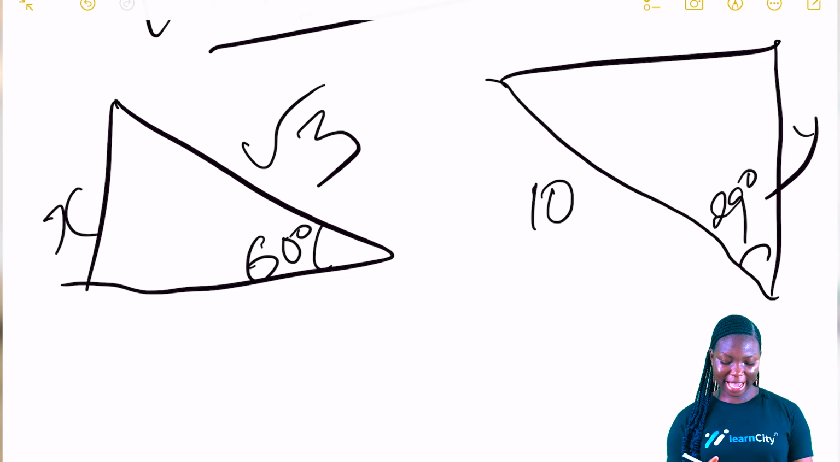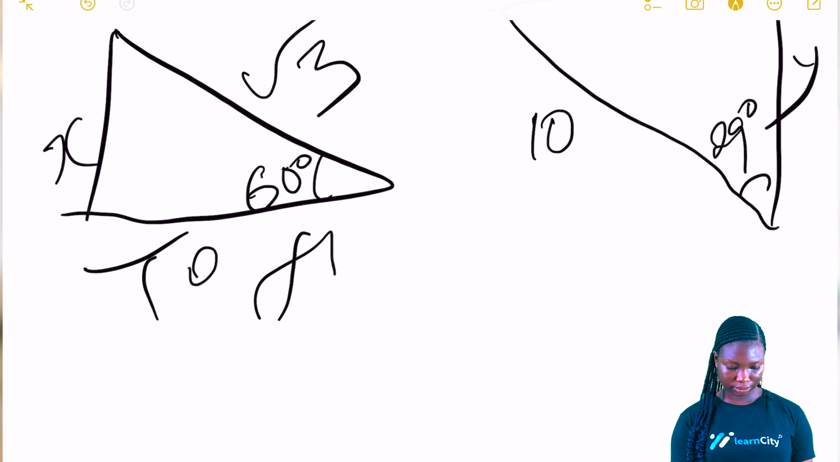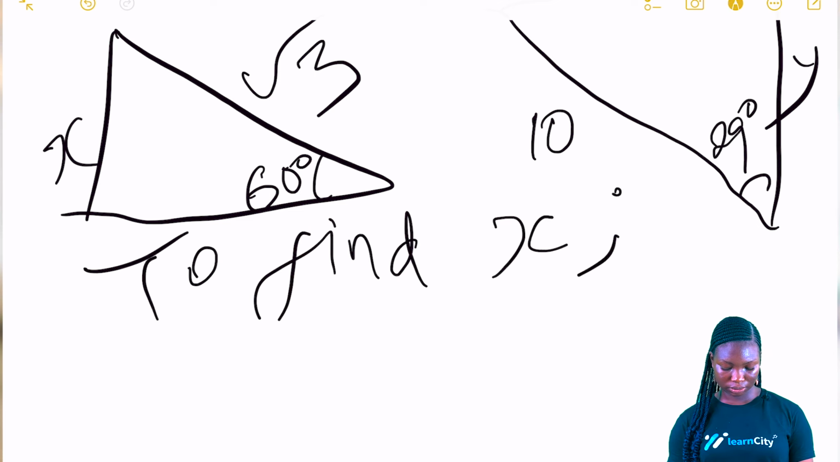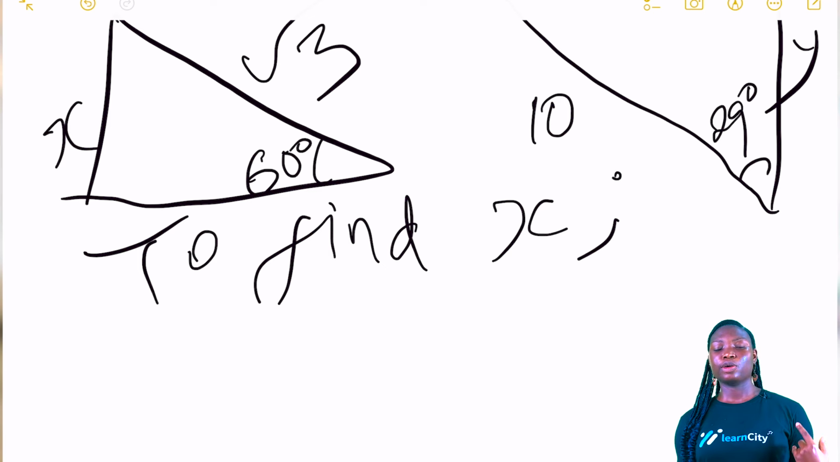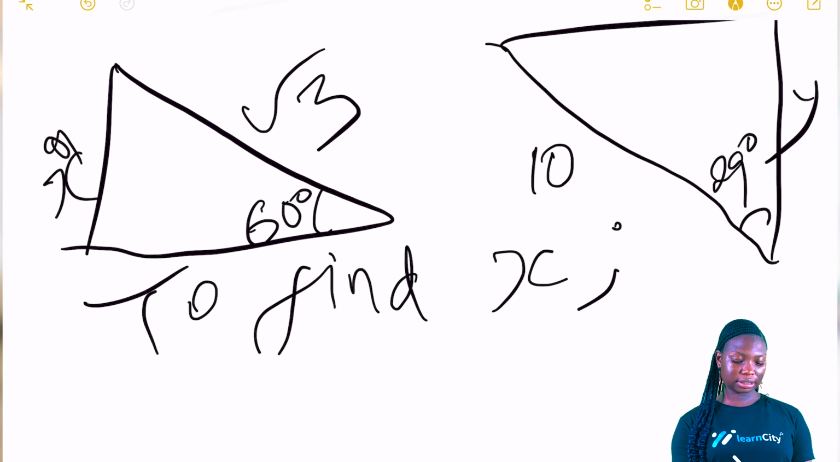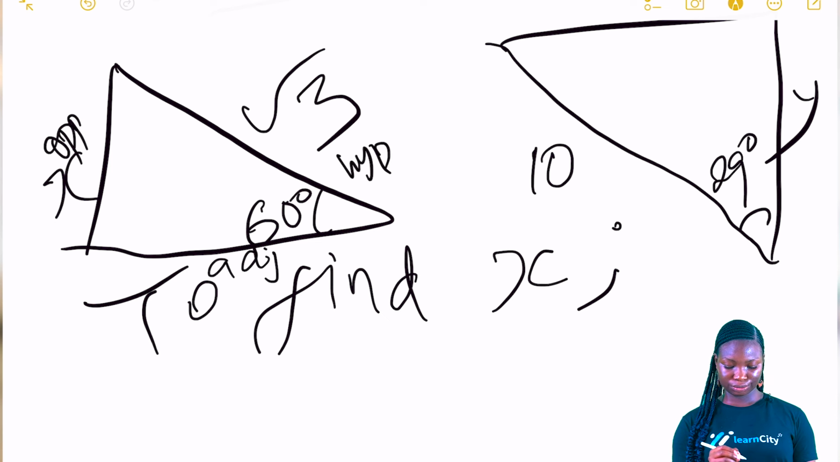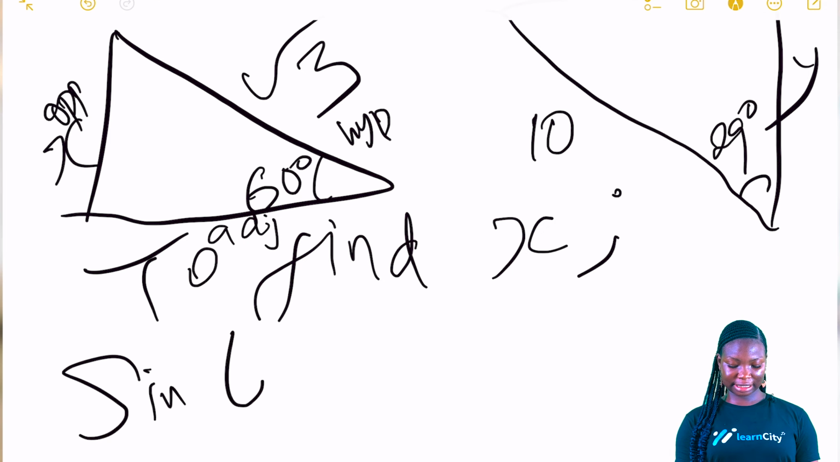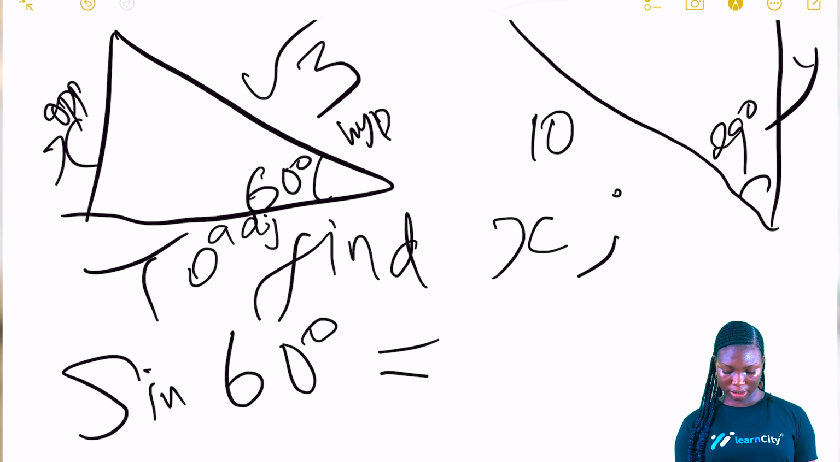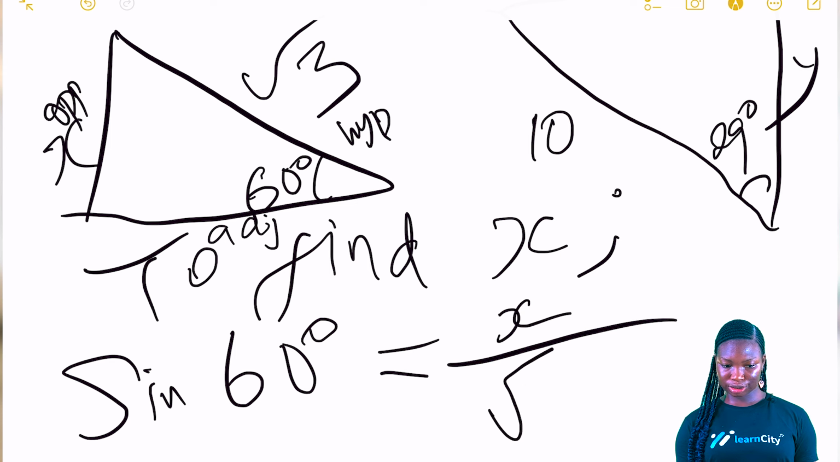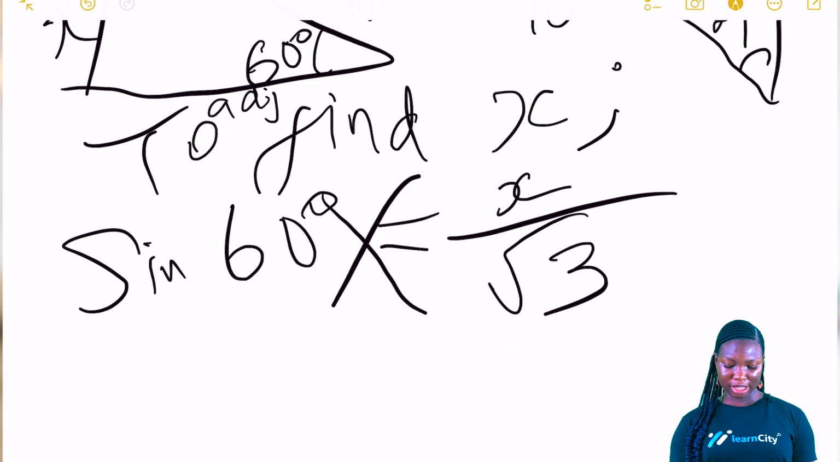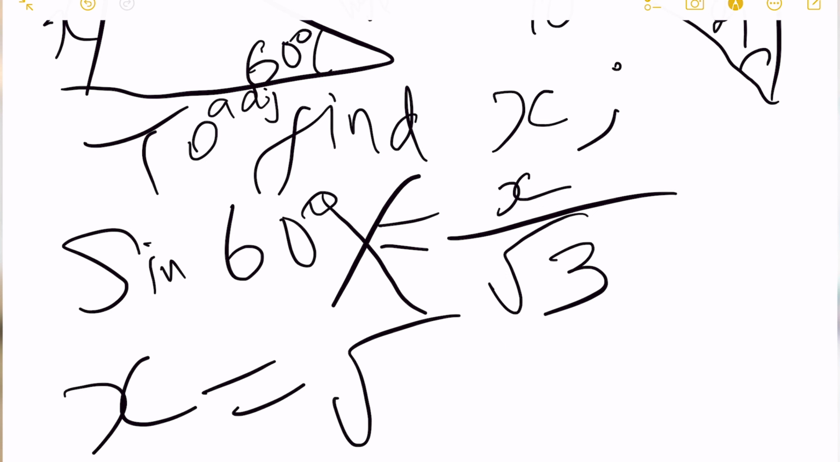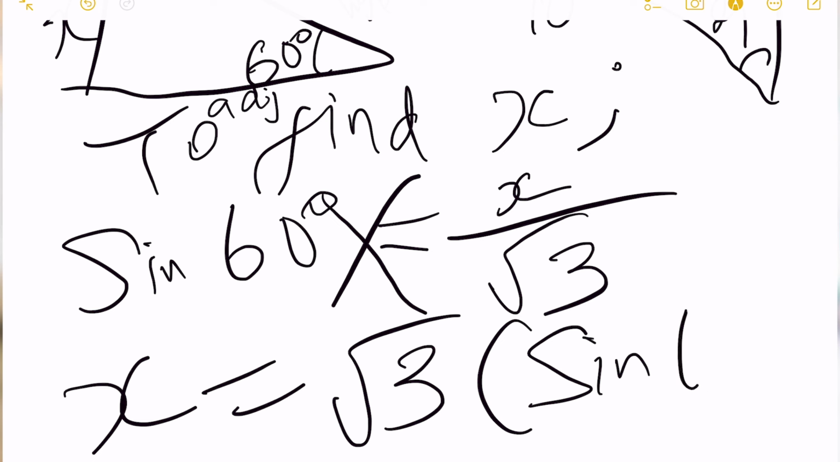So now, to find x, we have sine, we have opposite, we have cosine, and we have tangent. What do we use here? We use the sine because we have opposite and we have hypotenuse, but we don't have adjacent. So we have sine 60 degrees to be x over √3. So we cross multiply. We have our x to be √3 sine 60 degrees.